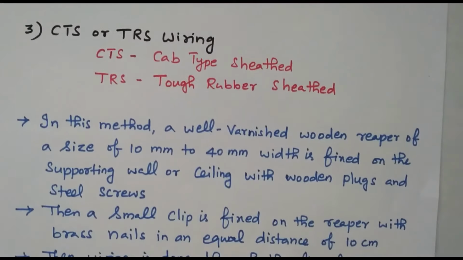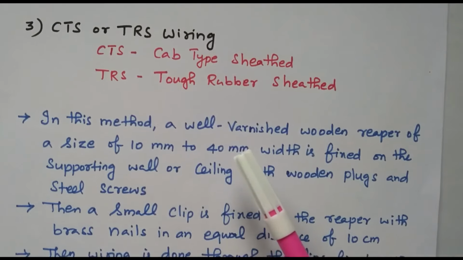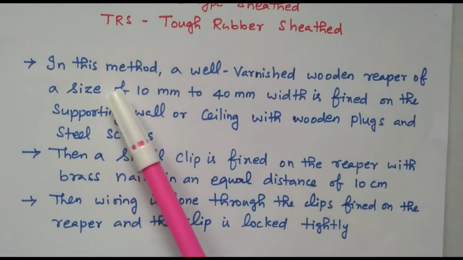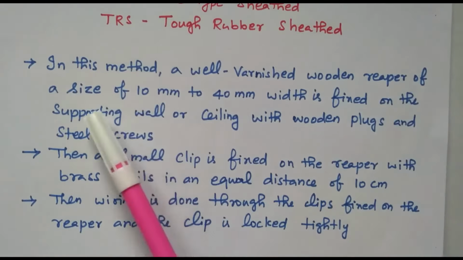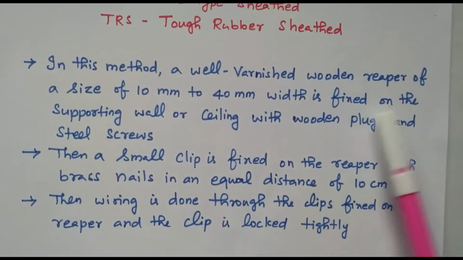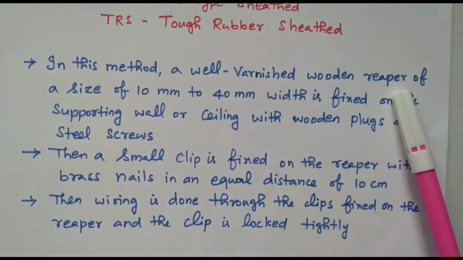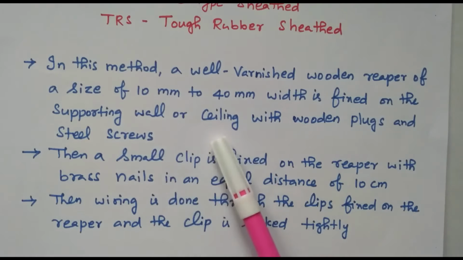Third one is the CTS or TRS wiring. What is CTS? Cap type shielded. TRS means tough rubber shielded. These two types are available. We'll see this one by one. In this method, a well varnished wooden reaper of size 10 mm to 40 mm width is fixed on the supporting wall. So we have the varnished wooden reaper with a size of 10 mm to 40 mm fixed on the wall or ceiling with wooden plugs and steel screws.